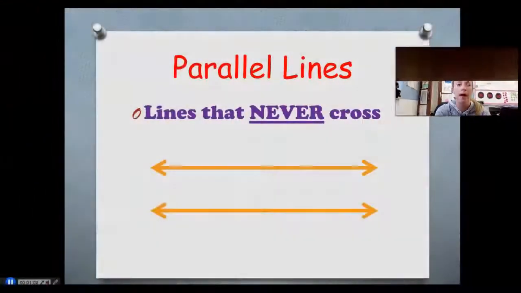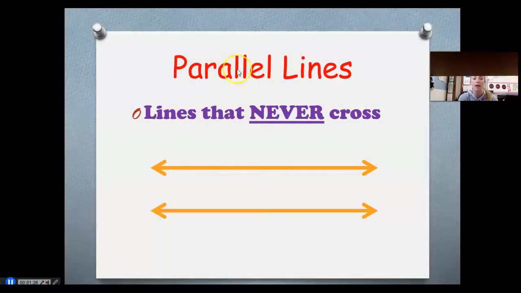Put your arms like this. Those are parallel lines. These 2 lines will never touch. Put your arms like this. These are also parallel lines. Those parallel lines will never ever touch. So parallel lines never ever cross. So remember that parallel lines has the double L's, and that means they will never cross.